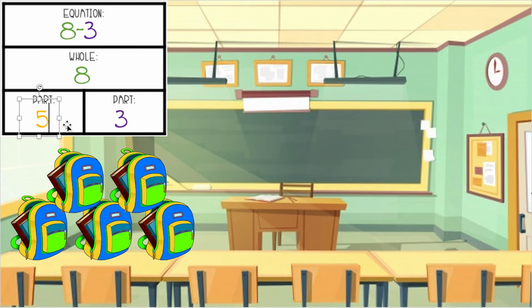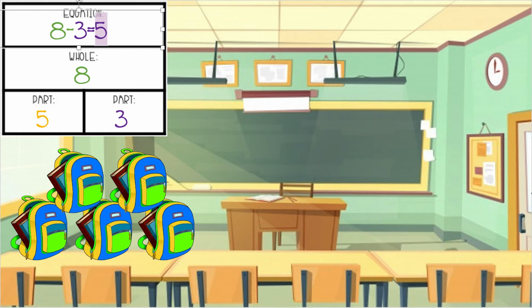How many things were left? We already got rid of the 3, so the only thing left is the 5 backpacks. 1, 2, 3, 4, 5. That's how many things are left. So 8 minus 3 has to equal 5.